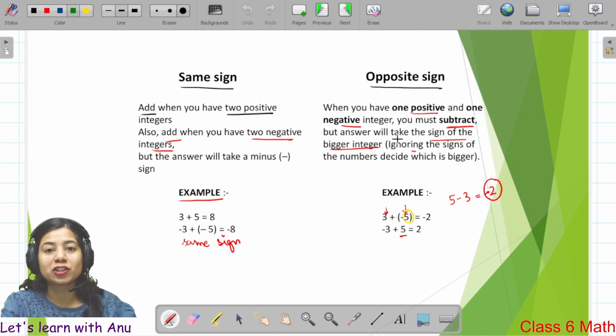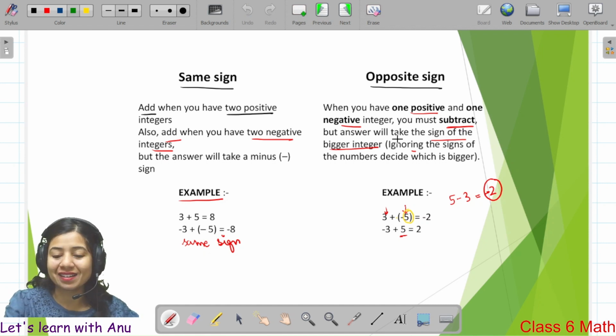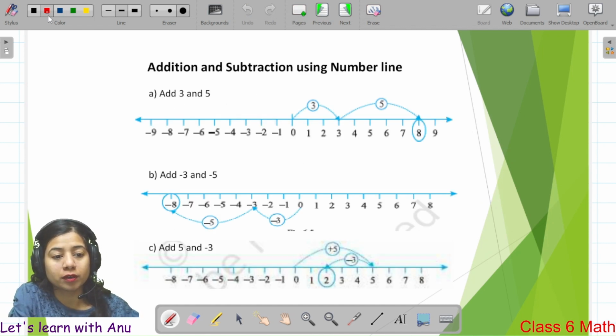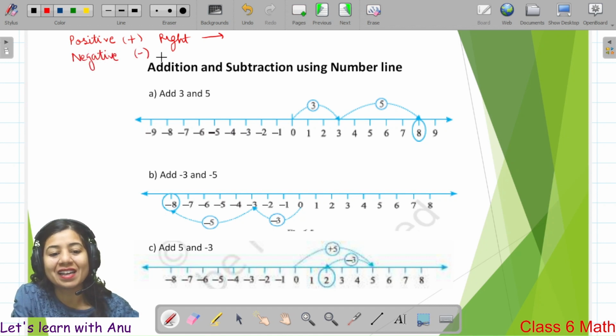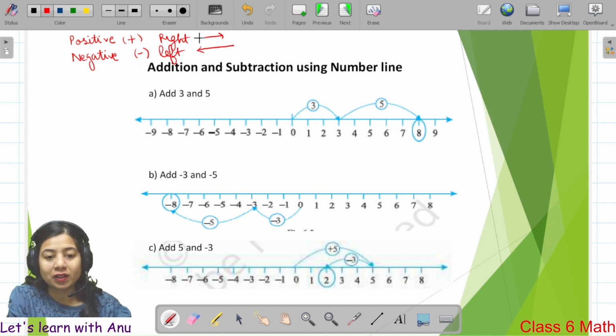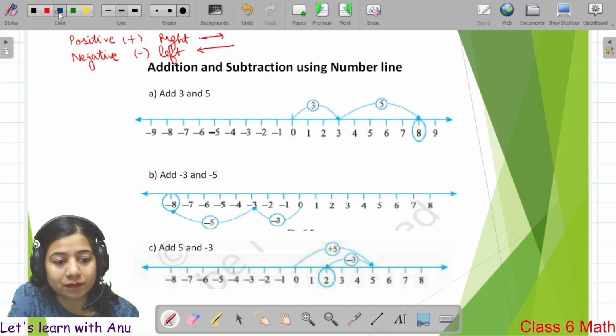Let's do addition and subtraction of integers using number line. So let me quickly revise that. If the integer is positive, students, we are going to move in right direction. And if the integer is negative, then we are going to move in left direction. So this is a key point we all should know. So let's solve the question now.